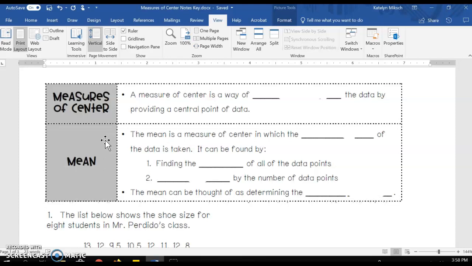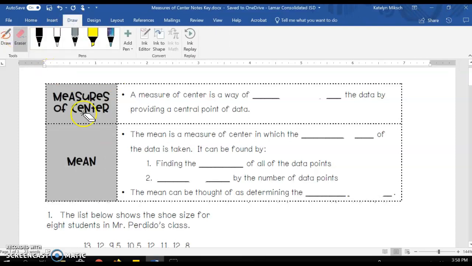But with all of those, there are certain measures that we use to look at data, and those are called our measures of center. So, the meaning of measure of center: it's a way of summarizing the data by providing a central point of data. So when you're looking at a lot of numbers and you're trying to make sense of those numbers, these measures of center can help you with that. And when you get older and you read research studies, you'll see these words in the data analysis.